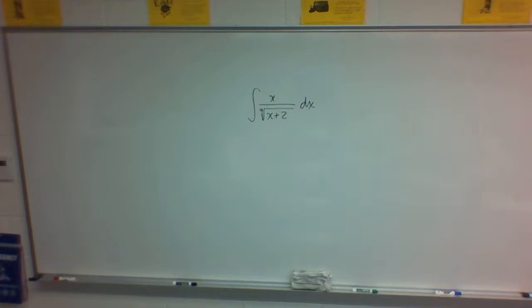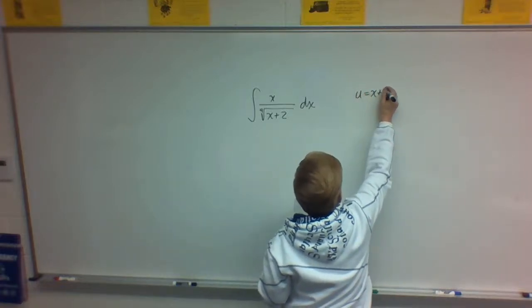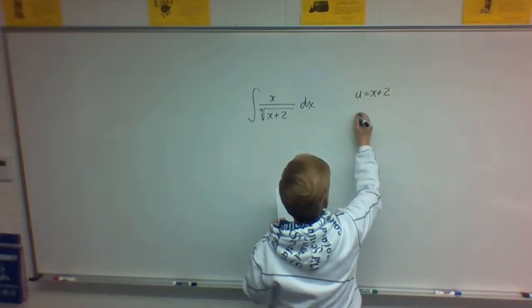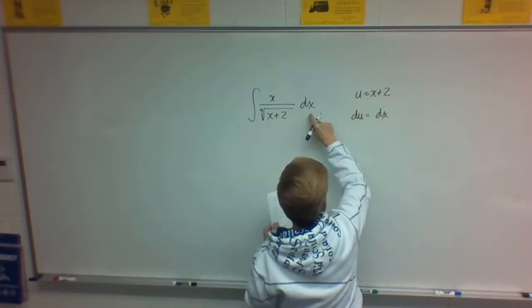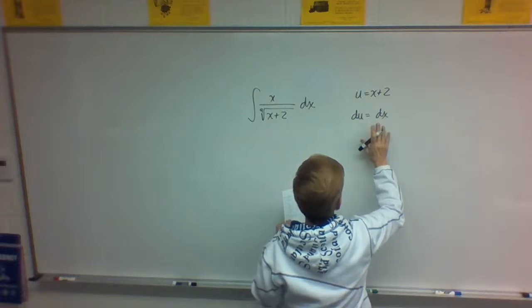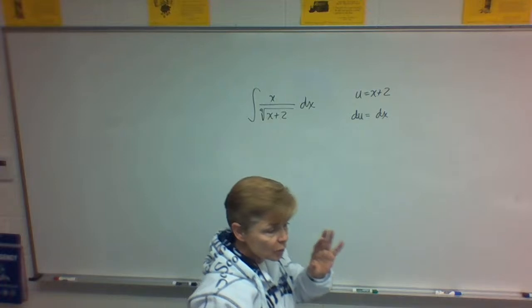So to make that happen, I probably should let u equal x plus 2. That way I can have u to the 1/4 in the bottom, and that's a single monomial. You understand? So I'm going to let u equal x plus 2. du is equal to what? Just dx. So I'm going to replace dx with du.